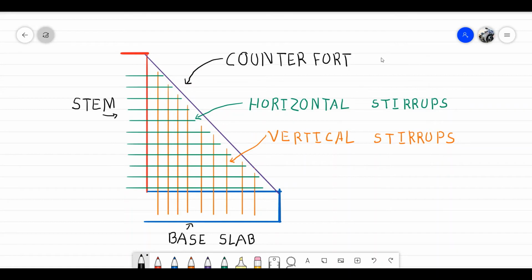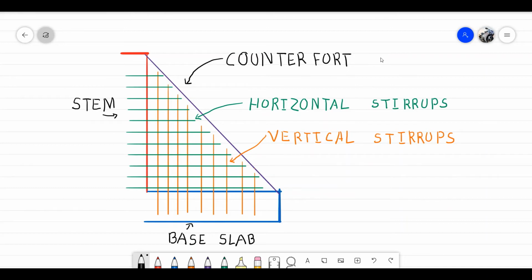Okay students, so you can see here, here's a stem, here's a base slab, and here is a counterfort. So this triangle portion looks like a counterfort. Now we are going to understand the connection between counterfort and stem, as well as the connection between counterfort and base slab. These are important because both are used for load transfer. If you imagine the counterfort and stem connection is not very good, at that time what happens? The retaining wall will fail.